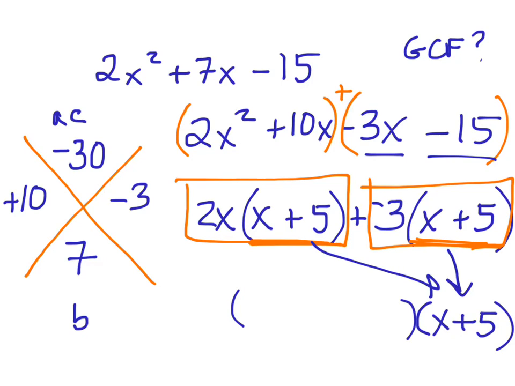Okay, so when I take an x plus 5 out of the first box, that leaves me with a 2x. And when I factor it out of the second box, that leaves me with plus negative 3 or minus 3. And there you have it. Those are 2 binomials, 2x minus 3 and x plus 5. So we have factored 2x squared plus 7x minus 15. Okay, and you can check this, just use FOIL or the distributive property to make sure that this does equal the original problem.